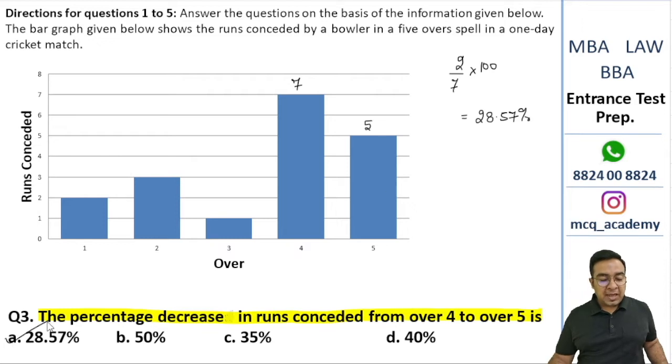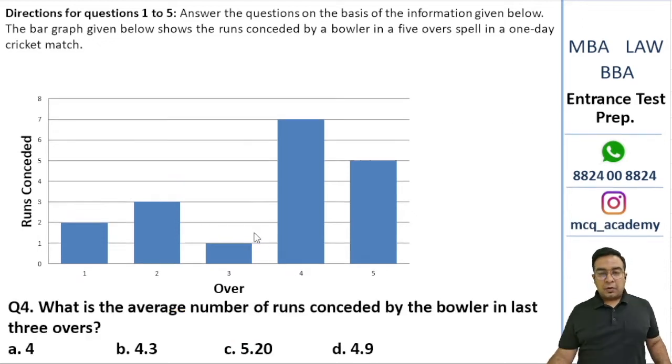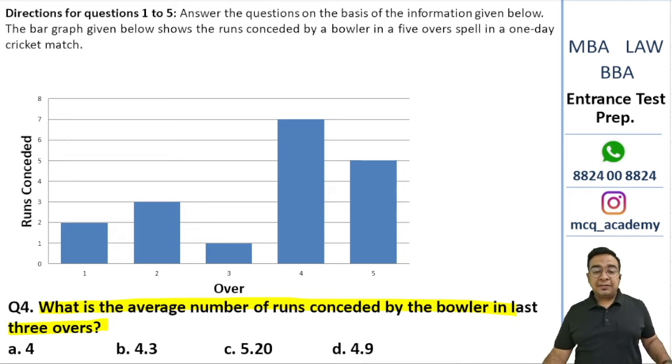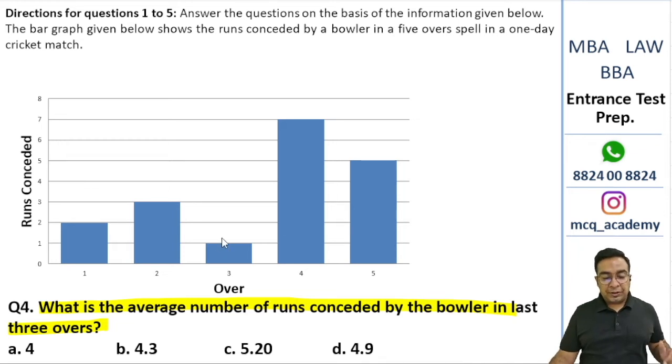Therefore you will mark A as the answer to this question. Question number 4. What is the average number of runs conceded by the bowler in the last 3 overs? Average number of runs in the last 3 overs would be equal to the total of runs conceded in the last 3 overs, which is equal to 1 plus 7 plus 5, that is equal to 13.